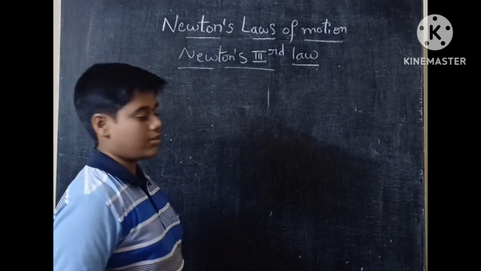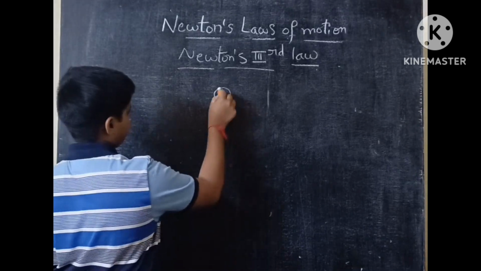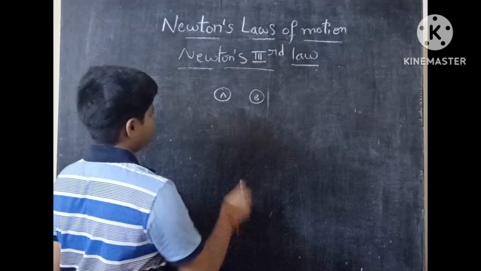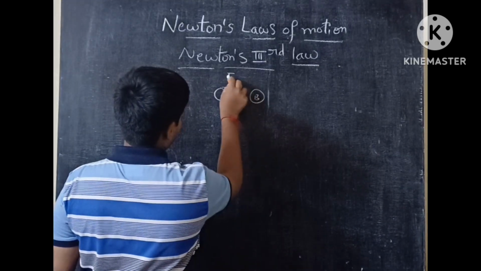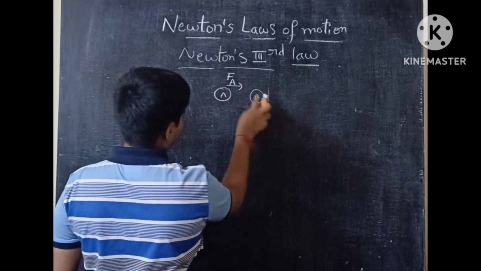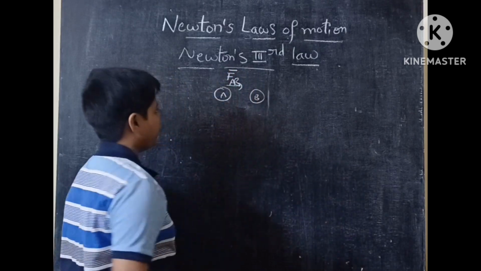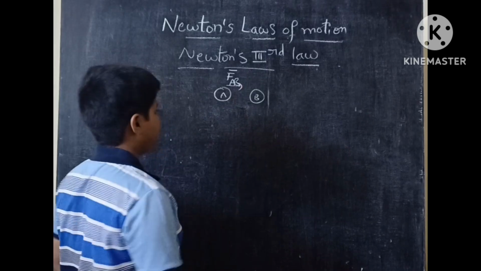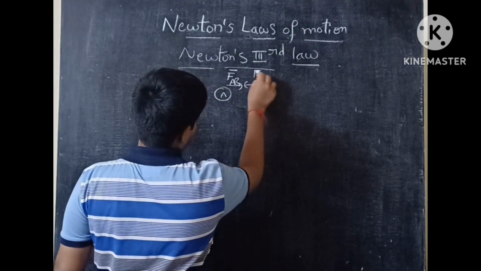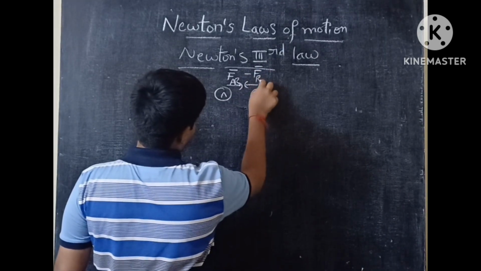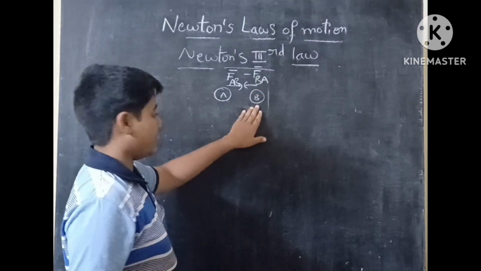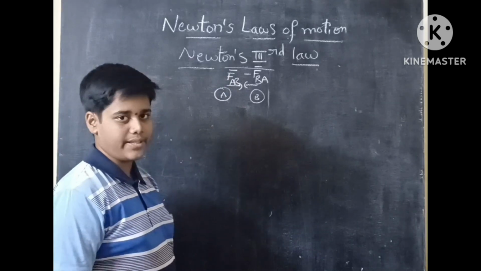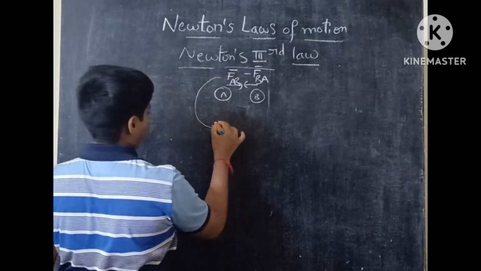Newton's third law. If I take two objects, this is A and this is B. A exerts some force on B, so I am taking FAB. A acts on B, so this is FAB, and this is minus FBA, because it gives equal and opposite force in direction.